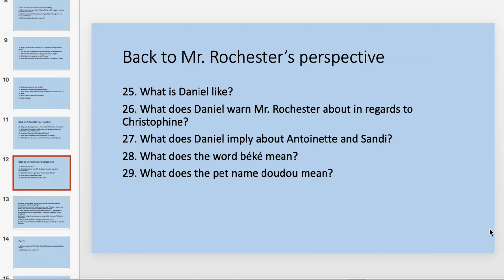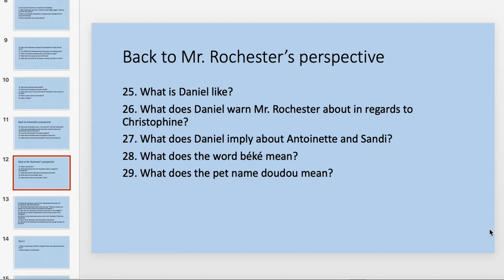Going on here to Mr. Rochester's perspective, so we flip back again. I want you to think of, what is Daniel like? Why do you think Daniel Cosway has such a problem with his half-sister Antoinette? 26, what does Daniel warn Mr. Rochester about in regards to Christophine? So he warns him about the Obeah, that Christophine has this magic, that she could use it to hurt someone who gets in her way or who she doesn't like.